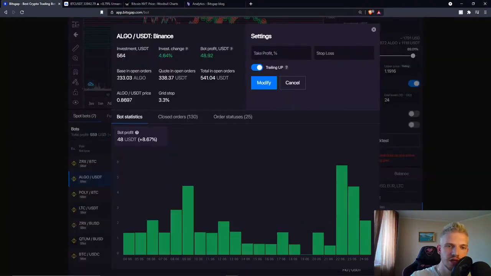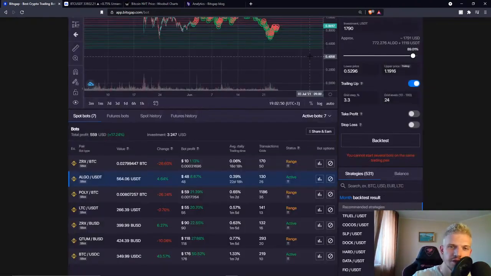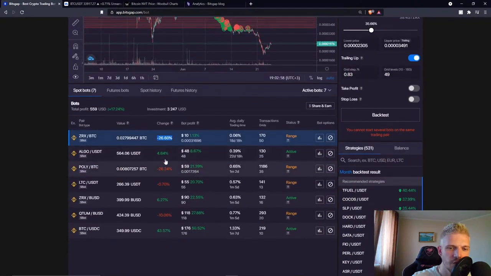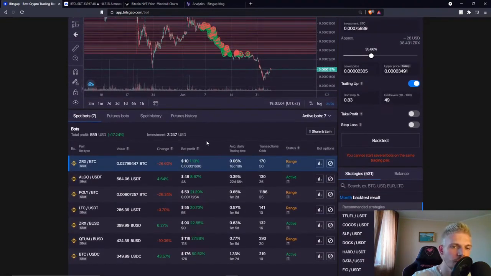So that's why you see that there is a changing amount of base currency right now in open orders, which all the time affects the investment change. So it's not really fair to say that Bitsgap is the one to blame if you see a negative change in the investment change column. It's just that you were at the wrong market timing.